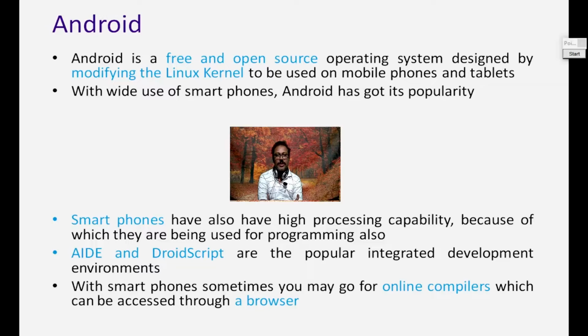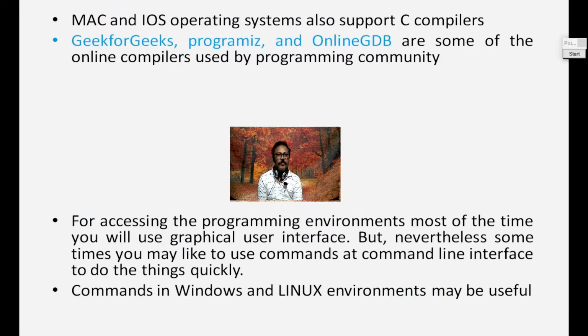So with smartphones, sometimes you go with the online compilers. That means you require just internet and open a browser and you can type the C programs. So one such online compiler we will see. We'll see an online compiler and then Turbo C. Mac and iOS operating systems also support C compilers. If you want online compilers, GeeksforGeeks, online GDB or some of the other online compilers. You can just type online compiler in the search box. You will get some links. You can go there and type. There will be minor variation between these different online compilers, but the program remains the same. You can comfortably use it. Maybe it's just a matter of 5-10 minutes.